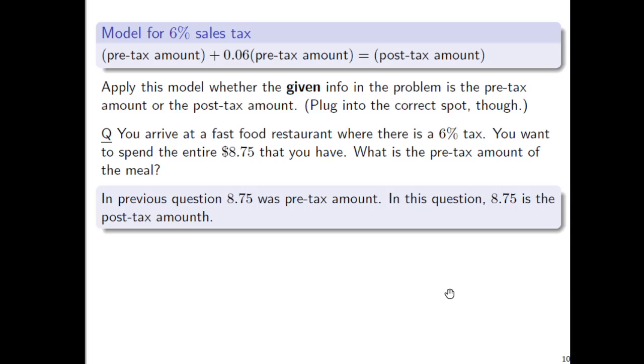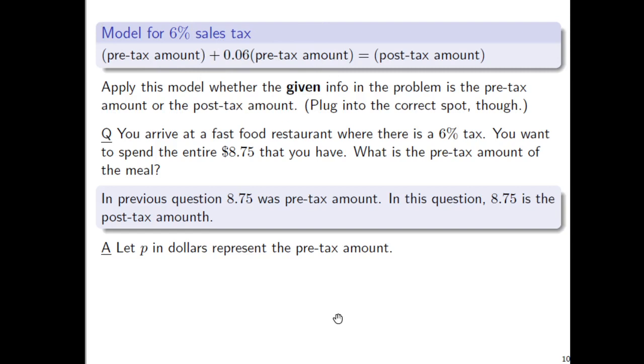So in the previous question, let's call this 8.75, that was the pre-tax amount. Here you want to spend this $8.75. You have got exactly that in your pockets. And so in this question, 8.75 is the post-tax amount. So we don't know the pre-tax amount. That's up here at the top, that appears in two places.